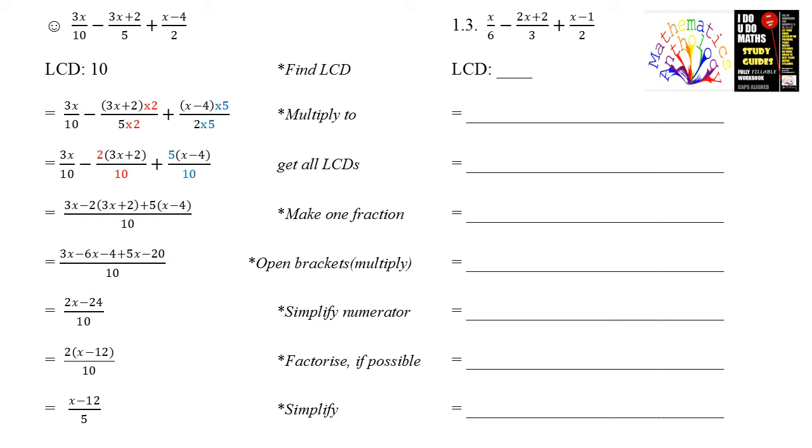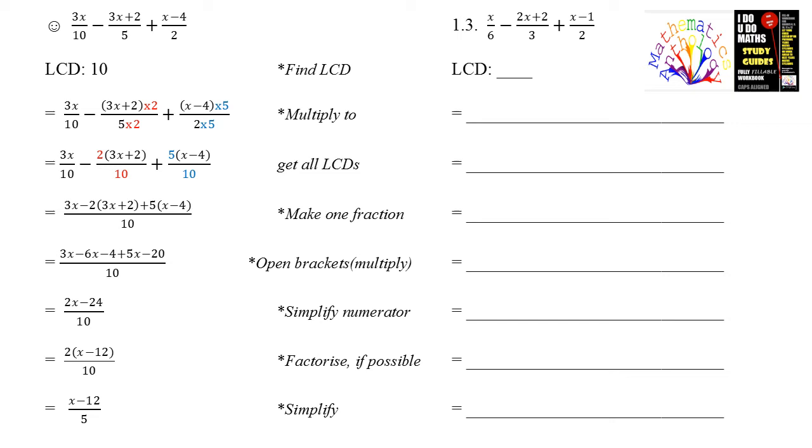Okay, another one. 3x over 10 minus 3x plus 2 over 5 plus x minus 4 over 2. Right, we need to look for our LCD here because we're adding and subtracting here. So whenever you add or subtract fractions, remember you must find an LCD. So let's find our LCD for 10, 5, and 2. That LCD will be 10 if we're looking for the highest common factor.